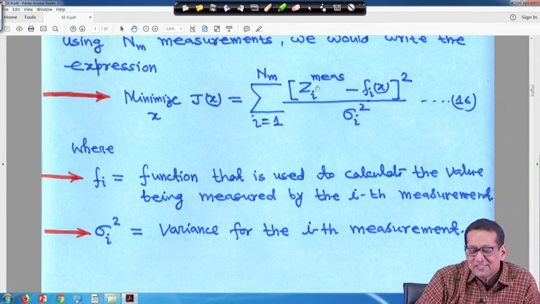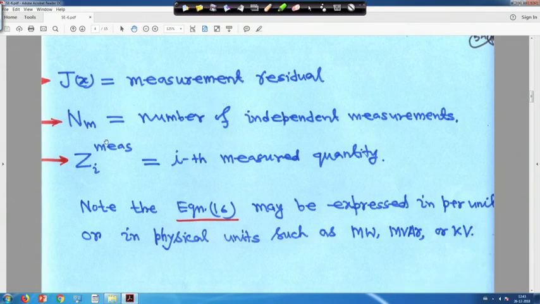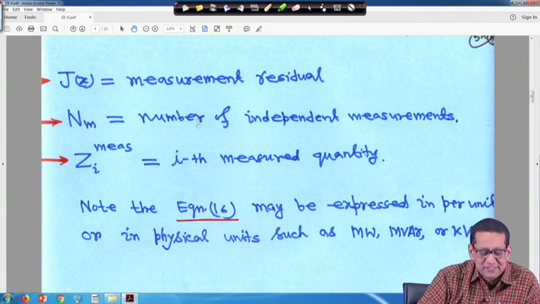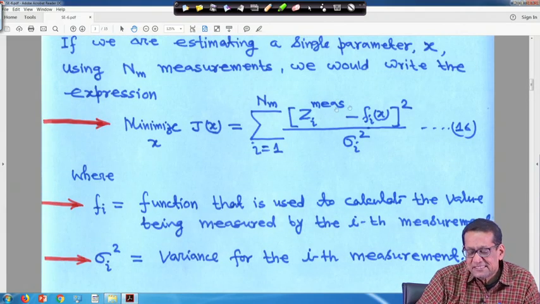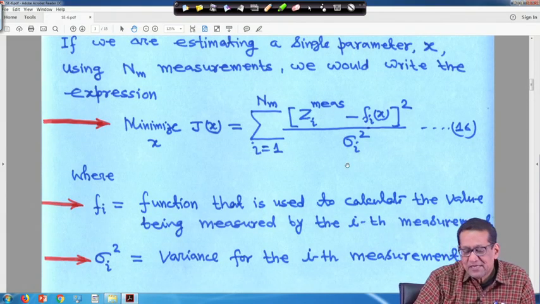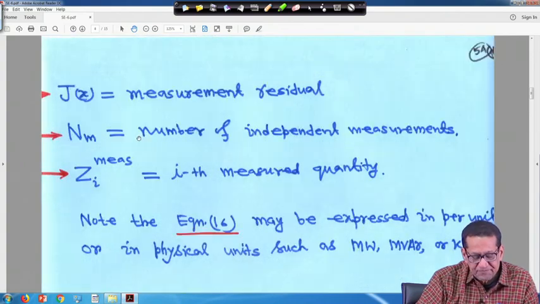So, here also z_i measured minus f_i(x) is basically nothing but the residual. So, that is the measurement residual, and nm is the number of independent measurements, right. And z_i measured is equal to the ith measured quantity. So, this is the nomenclature. Now, note that equation 16 may be expressed in per unit or in physical units such as megawatt, megavar or kV. I mean, this unit z_i measured or f_i or sigma, you can take it in per unit or in real quantities like megawatt, megavar, or voltage, kV.